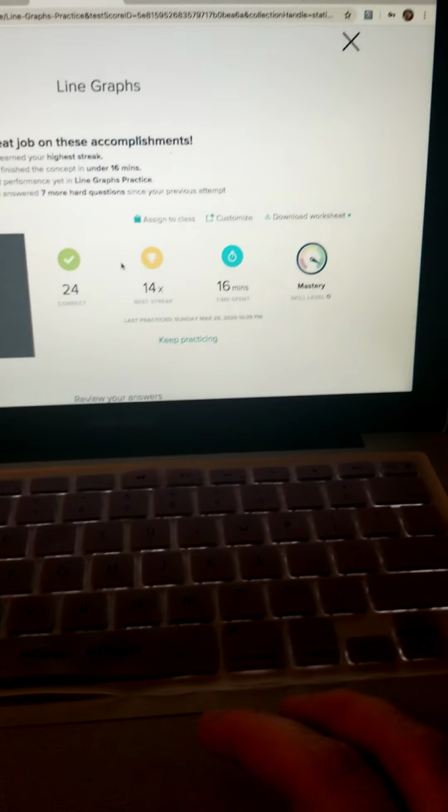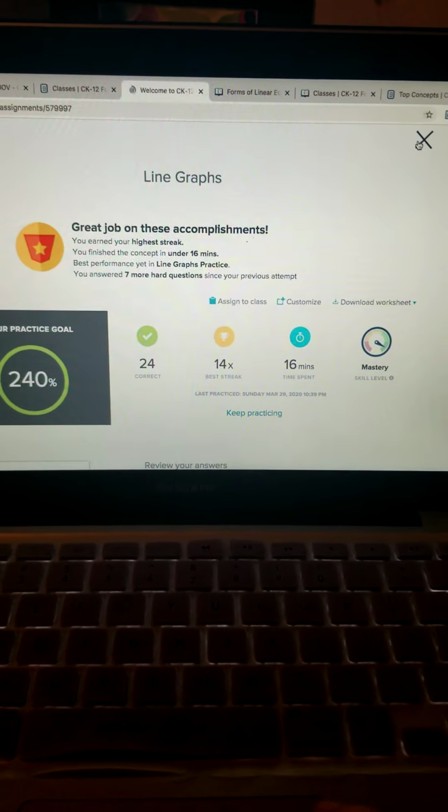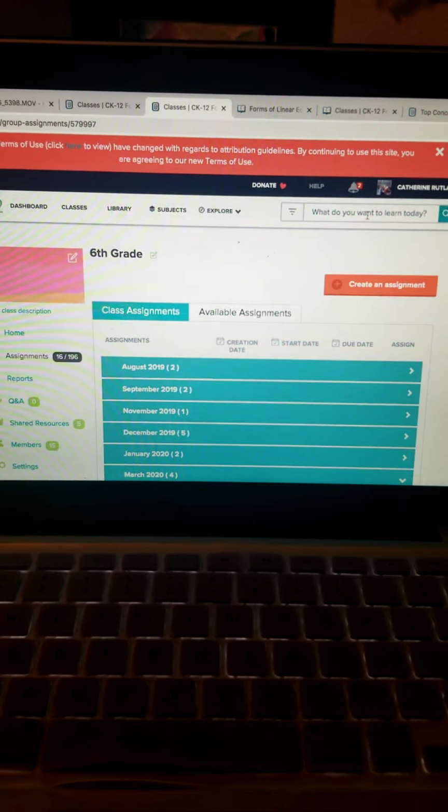That's fine. All right, so now you know how to use CK12. You know, mean means you add them all up and divide. Go ahead and stop this video, and let me know what you think. See me on Zoom, and I'll talk.